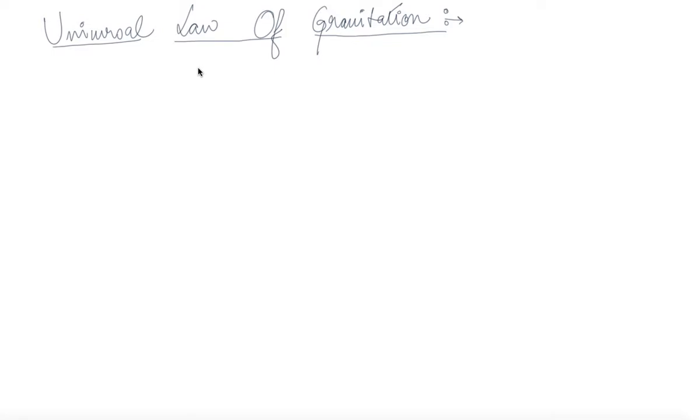Okay, so let's talk about the universal law of gravitation. The first thing you have to know is that it was proposed by Sir Isaac Newton. The statement, that is the definition, of the universal law of gravitation is: every body in the universe attracts every other body with a force which is directly proportional to the product of their masses and inversely proportional to the square of the distance between them.